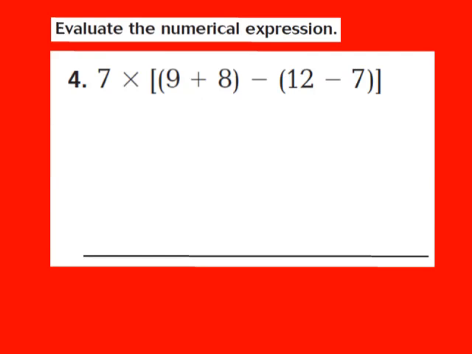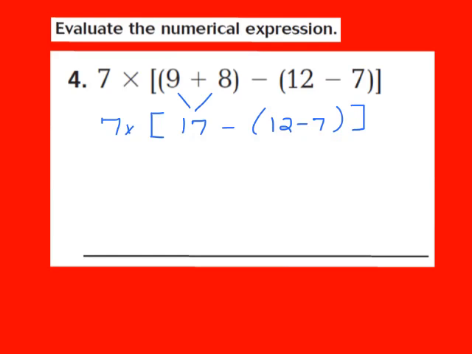So what that means is I'm going to start first of all by working inside the parentheses. So my first step is going to be to start with my 9 plus 8. So I'm going to go ahead and add 9 plus 8. And when I add 9 plus 8, that's going to give me 17. Now I'm going to go ahead and rewrite the rest of my problem. I have 7 times, and then I have my brackets. 9 plus 8 was 17. Then I have minus in parentheses 12 minus 7. And then I have my bracket to finish it out.